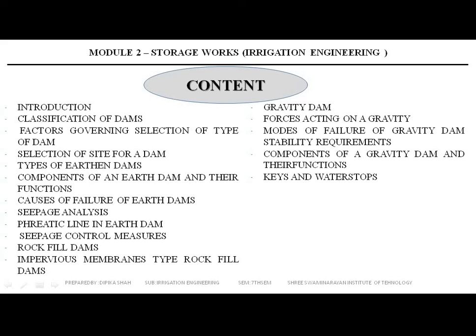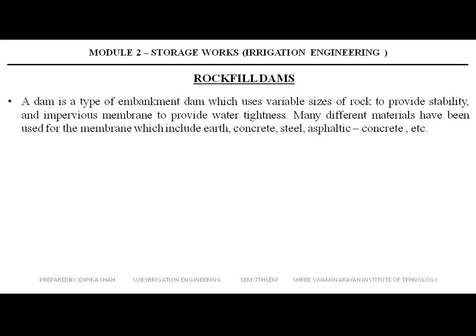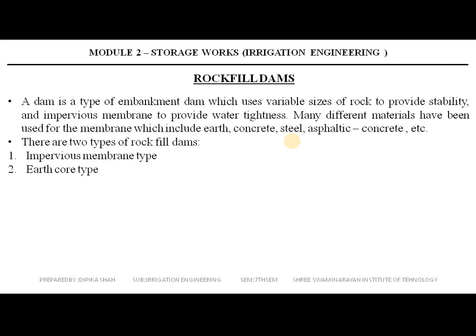Today we will study about rock fill dams, right? So let's start rock fill dams. A rock fill dam is a type of embankment dam which uses variable sizes of rock to provide stability and an impervious membrane to provide water tightness. Many different materials have been used for the membrane, which include earth, concrete, steel, asphalt, etc. The membrane may be placed either within the rock fill or on the upstream slope.